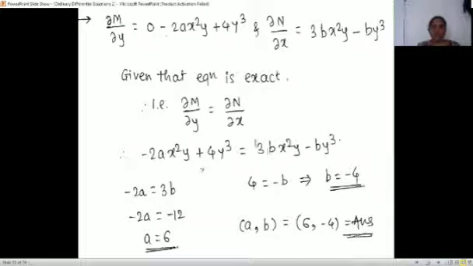Here it is y³, here it is y³, so again the coefficients are the same. That is 4 = −b. So b is −4. Directly we get b is −4. Substituting here we get a = 6. So your answer is a is 6 and b is −4.